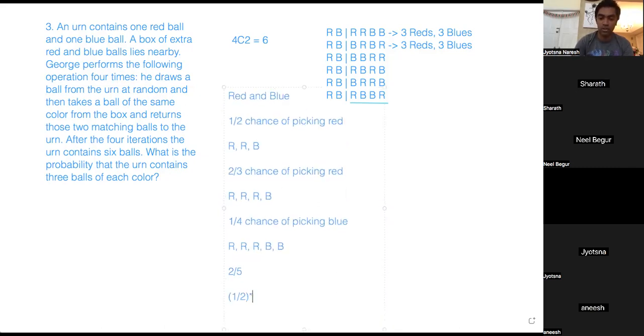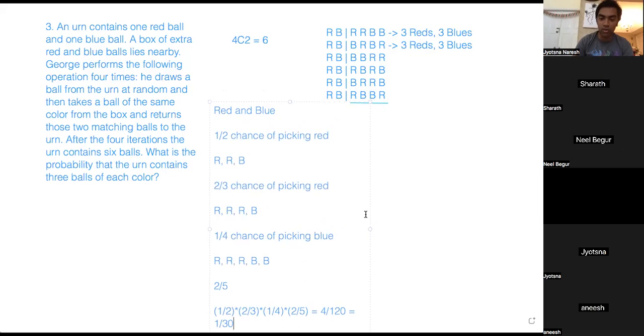So okay, now we can just multiply these together. 1/2 times 2/3 times 1/4 times 1/2 is equal to, what is this? 4/120. Good, which is 1/30. Okay, so this is correct, but this only covered the first case here, right? But we actually have 6 of these cases to cover.